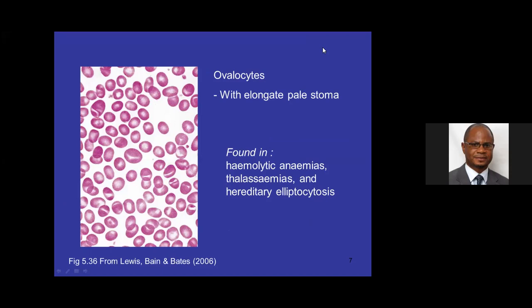Then we have oval cells, ovalocytes, with elongate pale stoma. Okay, so you see the stoma in there. That is the stoma. They form the stoma, and this is found in hemolytic anemia, thalassemias, and hereditary erythrocytosis. We find ovalocytes in there.